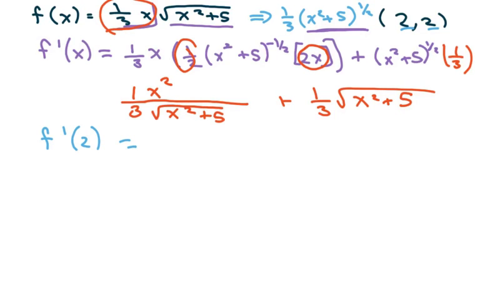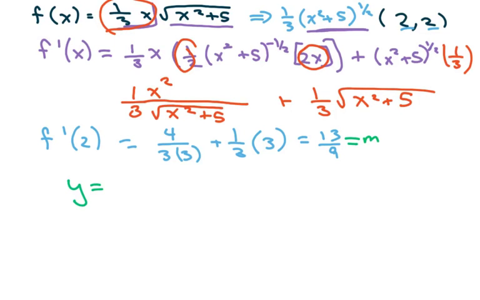When you plug in 2, you're going to get 4 over 3 times 3 plus 1/3 times 3, which equals 13 over 9. Now for the equation, we're just going to write y equals mx plus b. Our slope is 13 over 9. Then plug in your 2's. So it'll be 26 over 9.